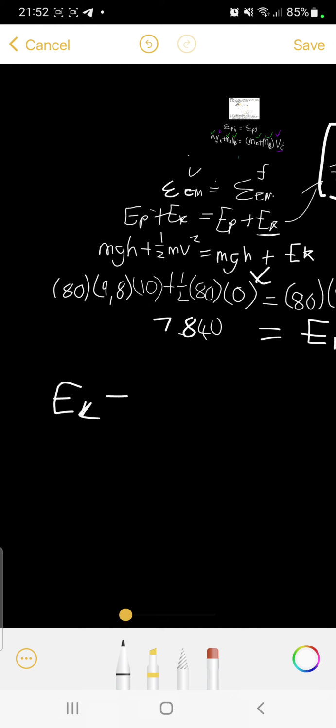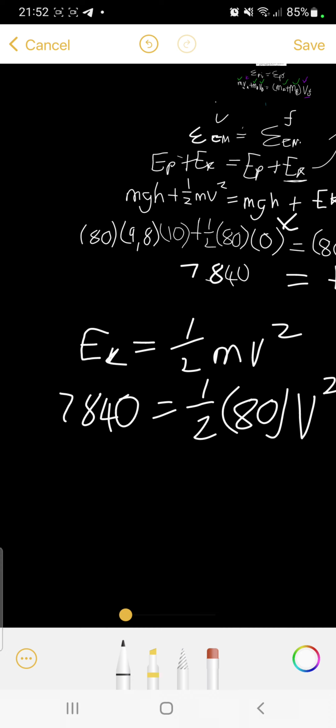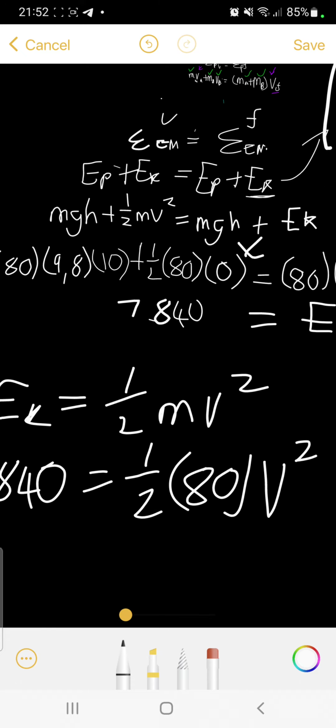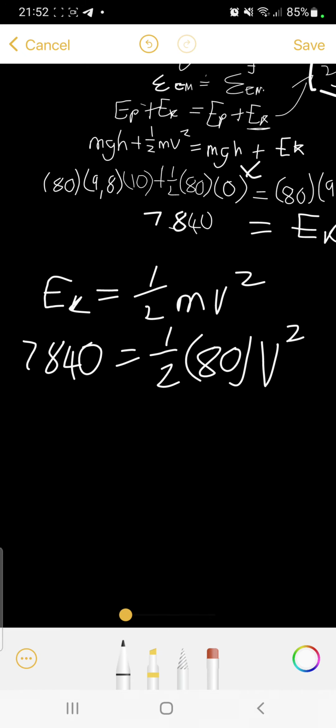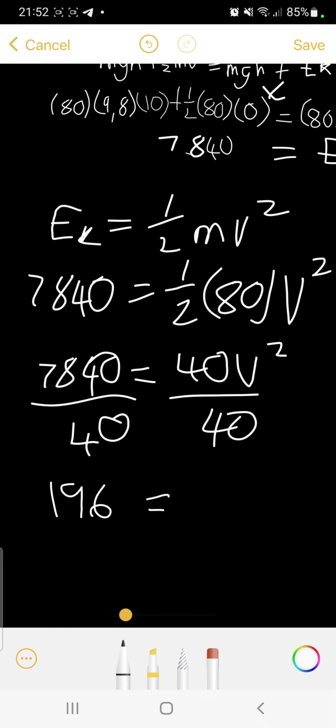EK, we know our formula is 1 over 2 mv squared. Our EK, we got it as 7840, is equal to 1 over 2. His mass is still 80. The velocity we still don't know because that's what we're looking for. So here it's going to be 1 over 2 times 80, which gives you 40 v squared, still equal to 7840. Then we divide both sides by 40, and we get 196 equal to v squared.